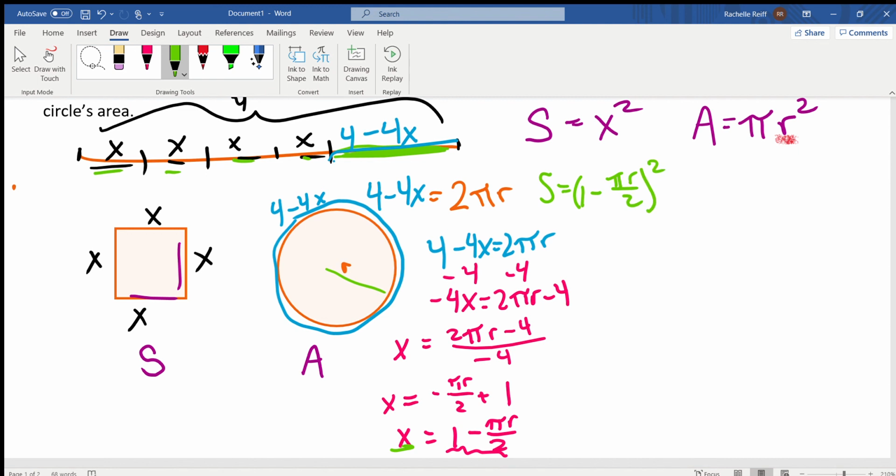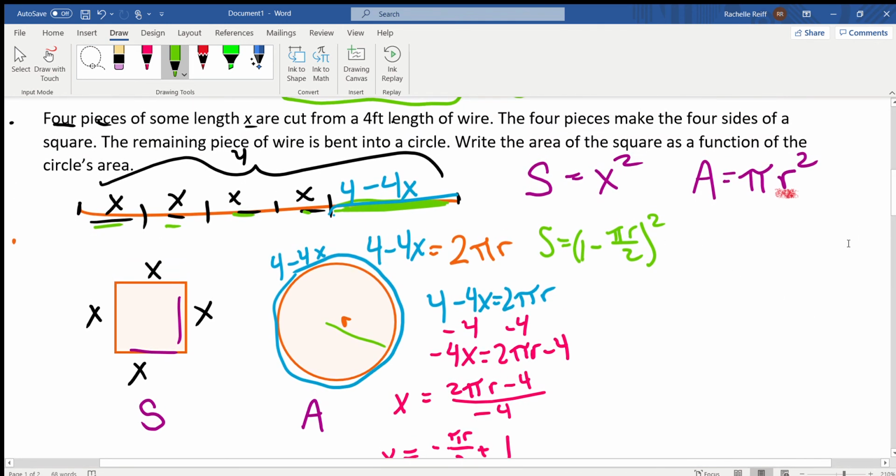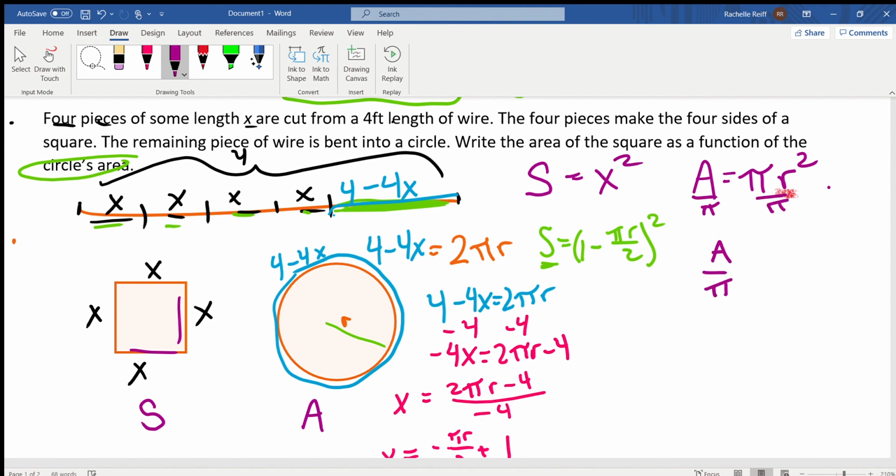All right, now, just like before, what are we doing in this problem? Oh yeah, we want the square as a function of the circle's area, right? We want to write S is equal to something that only has A as a variable. And right now, it doesn't have A as a variable, it has R as a variable. So we need to change it a little. And hopefully this looks familiar, because I could just divide by pi. I get A over pi is equal to r squared.